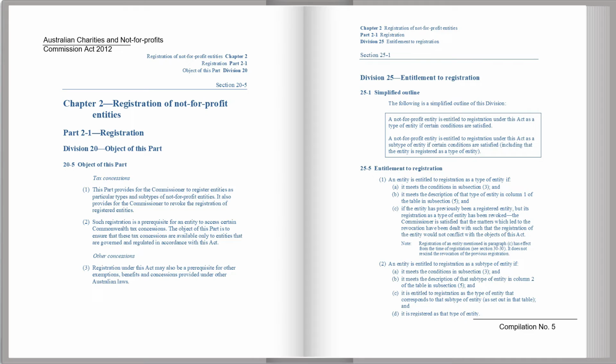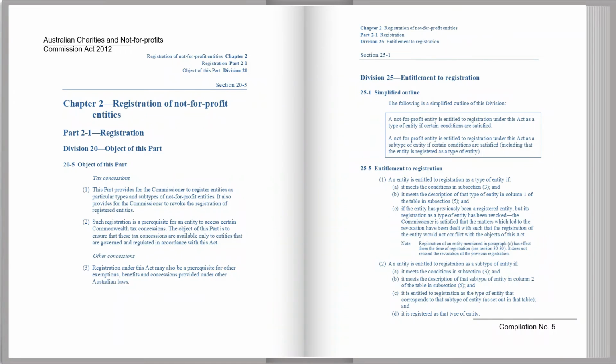c. if the entity has previously been a registered entity, but its registration as a type of entity has been revoked, the Commissioner is satisfied that the matters which led to the revocation have been dealt with such that the registration of the entity would not conflict with the object of this Act. Note: Registration of an entity mentioned in paragraph c has effect from the time of registration. See section 30-30. It does not rescind the revocation of the previous registration.